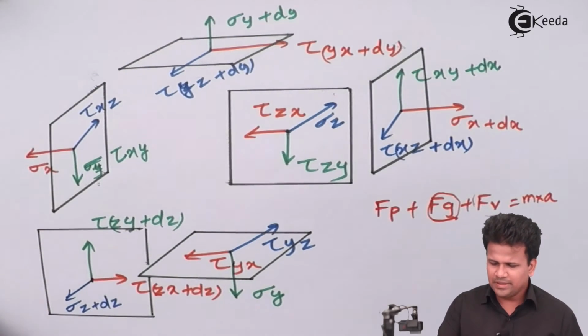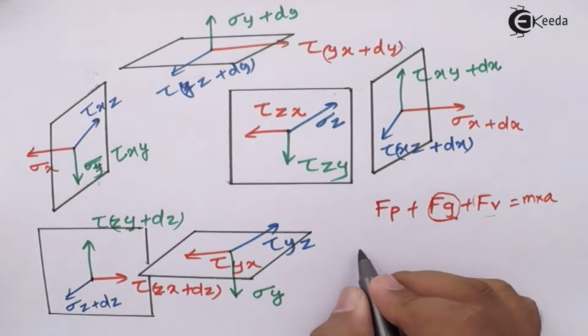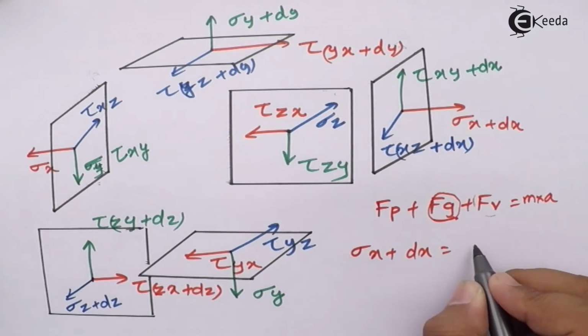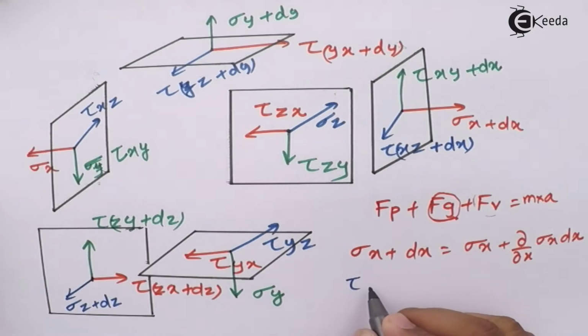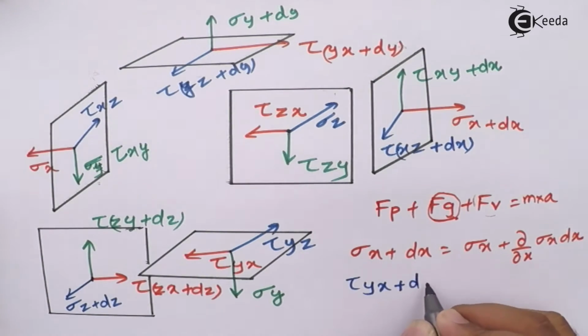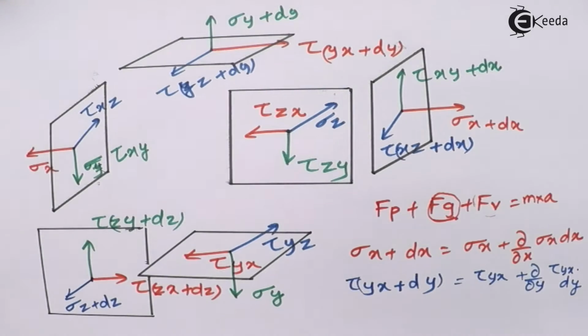Now let us see the net force along the x direction from these planes. What we'll do is apply the Taylor series. We know that sigma x plus dx will be equal to sigma x plus dou by dou x of sigma x into dx. Similarly, tau of y plane x direction plus dy will be given as tau yx plus dou by dou y of tau of y plane x direction into dy. So these we know by Taylor series.